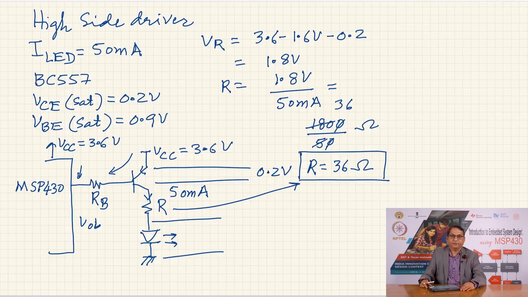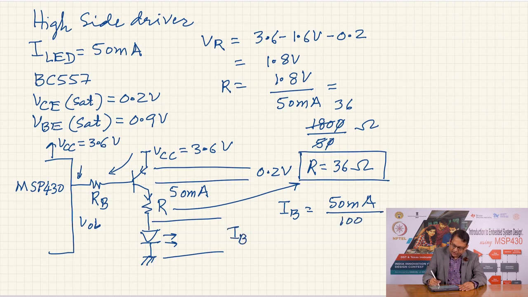Now, I have to calculate the value of the base resistor. Here again I am going to assume that for 50 milliamperes of collector current, the beta of this transistor is 100, and so IB is equal to IC, which is 50 milliampere divided by 100, so the minimum IB required is 0.5 milliampere. Because I want to drive it hard into saturation, I choose 5x. So IB becomes 2.5 milliampere.